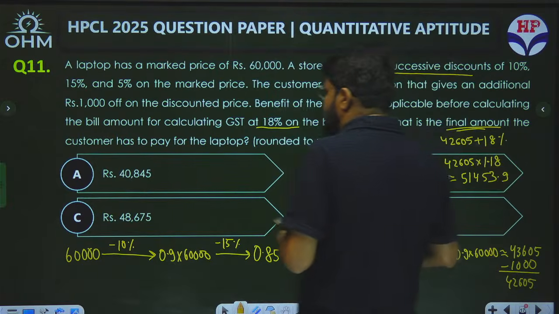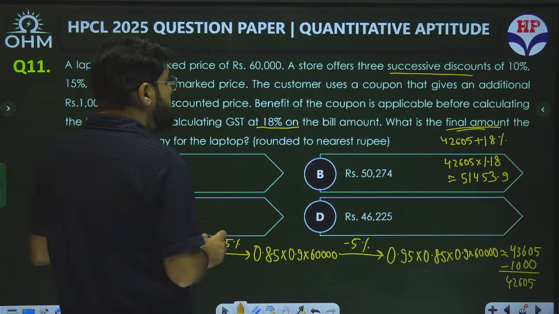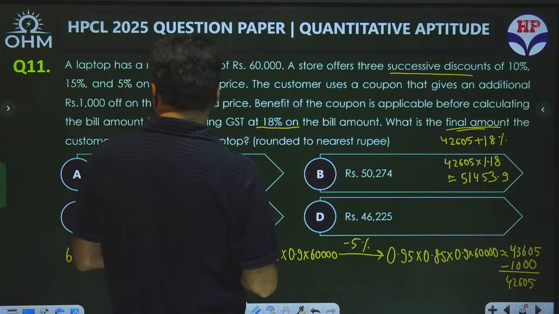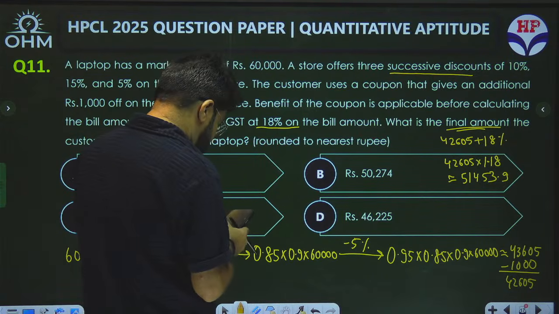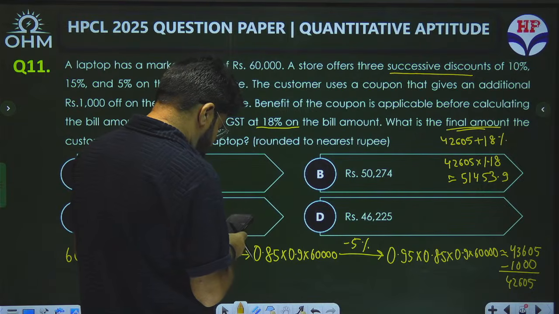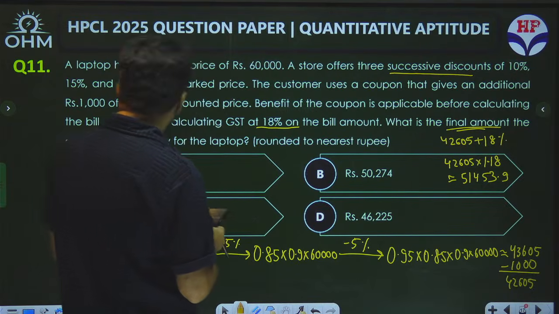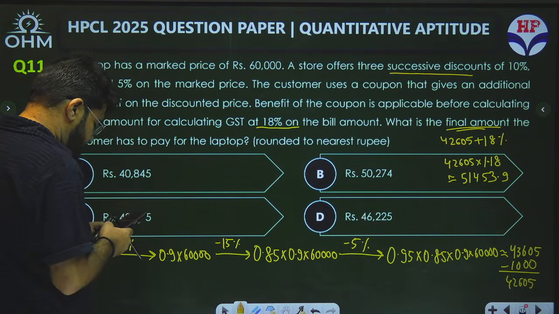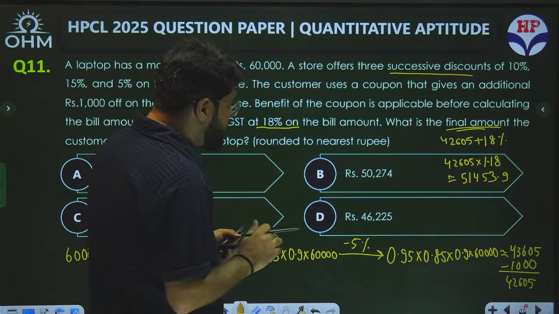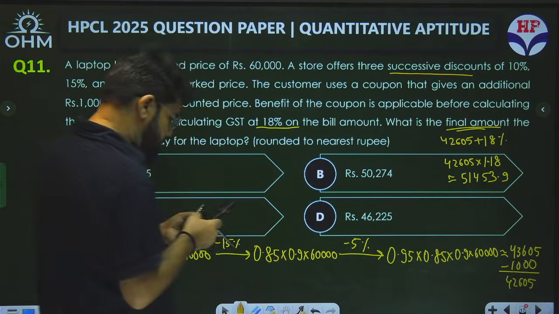453.9. Okay, so no option like this. Have I made any calculation? Check 10, 15 and 15. Okay, I'll just check it once again. The original data was 60,000 and then 10% discount, then 15% discount and then 5% discount. Okay, 43,605, that is correct, and coupon is 1,000 rupees, correct.